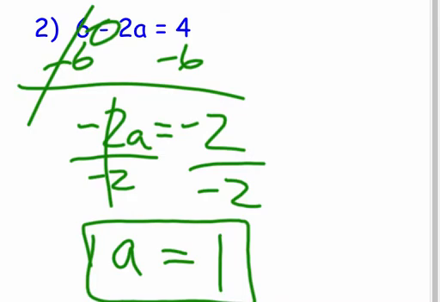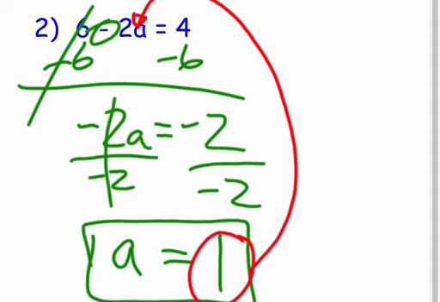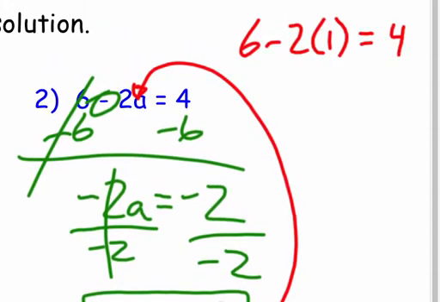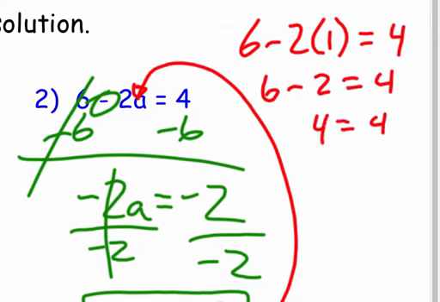And just like always, I could plug this back in if I wanted to and check my answer. I could plug it in and take 6 minus 2 times 1 equals 4, and if I notice 6 minus 2 does equal 4, so I'm good. It checks out.